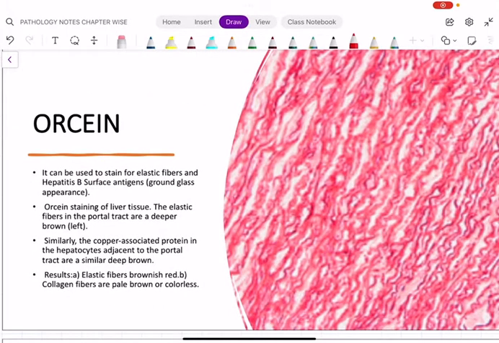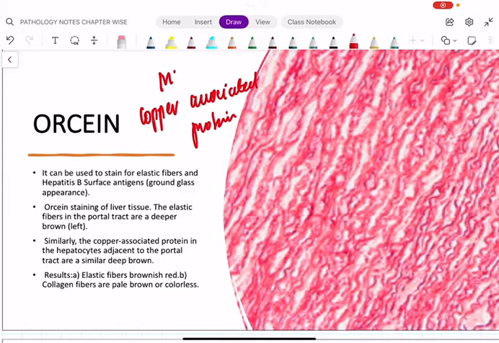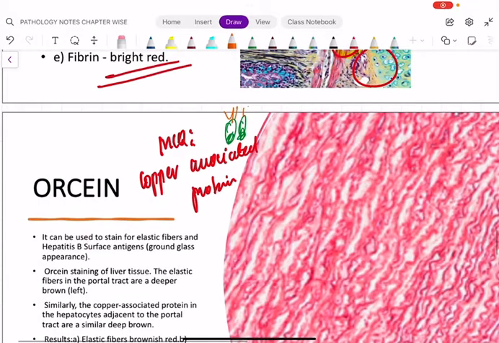Yesterday we discussed that this Orcein is going to stain not pure copper. Pure copper will go for rhodamine staining. This is usually used to stain copper associated proteins. Okay, this is a potential MCQ question. What stains copper associated proteins? I am going to draw an eye here. Please open your eyes here when you come to this area, it is copper associated protein. For copper associated protein, we have Orcein.